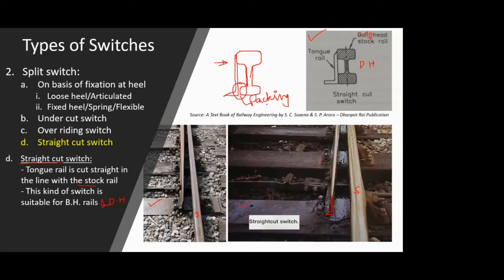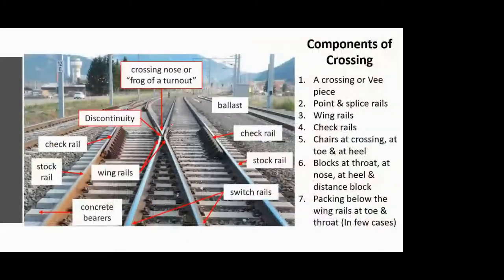So as we had seen, in case of overriding switch, there is a packing to maintain the thickness of your foot. In the same way, in this case of bull-headed rail, you might need a packing so that between the straight edge of the tongue rail and the foot of the bull-headed rail there is no gap, or even if there is a gap, it is filled with the packing material. Okay. So in double head, you don't need that packing because it is symmetrical about your x-axis as well. So this is the double straight cut switch. So that's all with the types of switches. In the next lecture, we'll be starting with components of crossing.